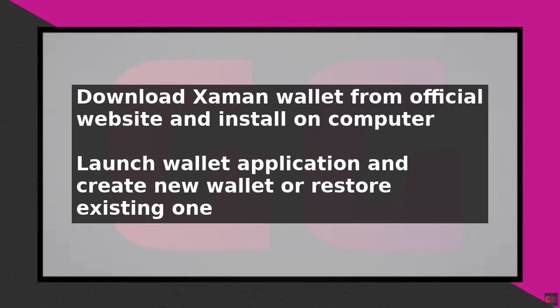To set up Zaman Wallet, start by going to the official Zaman website and clicking on the download link for your operating system. Once the download is complete, open the installer and follow the prompts to install the wallet on your computer. Next, launch the Zaman Wallet application and you will be presented with the option to create a new wallet or restore an existing one.